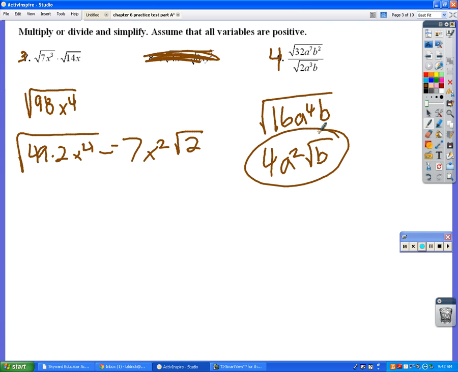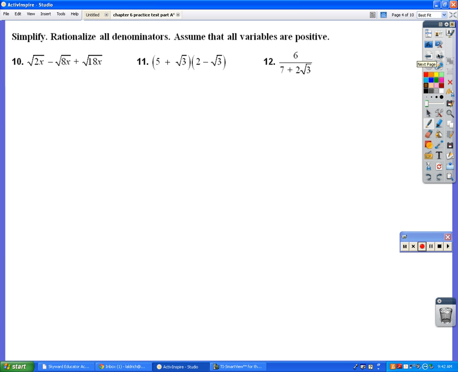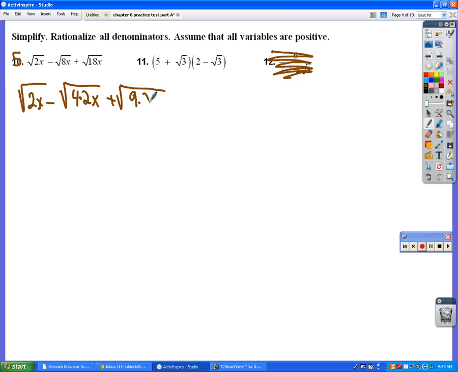You good? All right, so now we get into the addition problem, and so as Jake asked, in this case, we do need to have like terms. So this on your quiz is number 5. So I can't combine them the way they are, but I can rewrite the square root of 8x as what? Right, I would rewrite it as the square root of 4 times 2x, and then I'll simplify that in a second. And the square root of 18x I can rewrite as the square root of 9 times 2x.